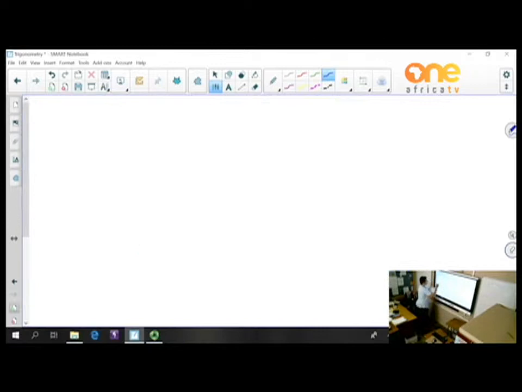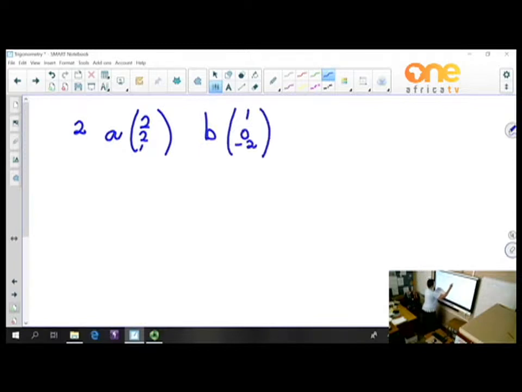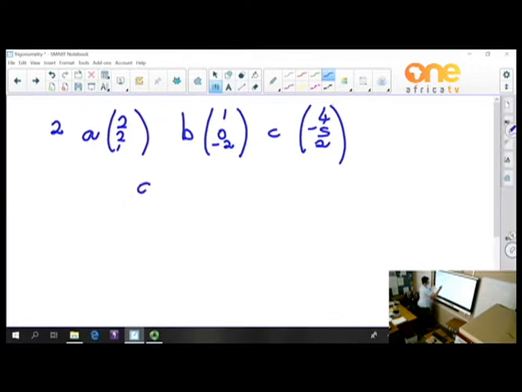Right, the next one is question 2. A is the vector (2, 2, 1), so it's a 3-dimensional one. B is (1, 0, -2). And C is (4, -5, 2). So there's my column vectors in there. And now they say calculate the scalar product of A dot B, B dot C, C dot A. Same that we did in the previous one. This time it's just in 3 dimensions.